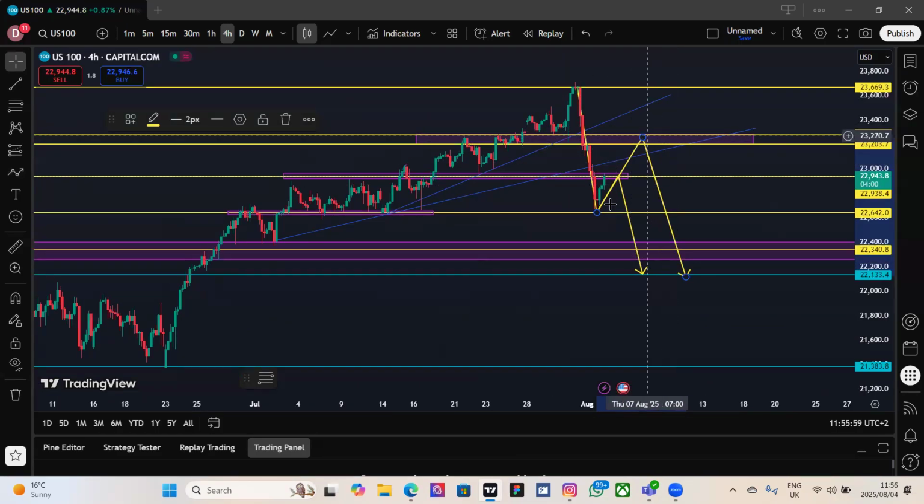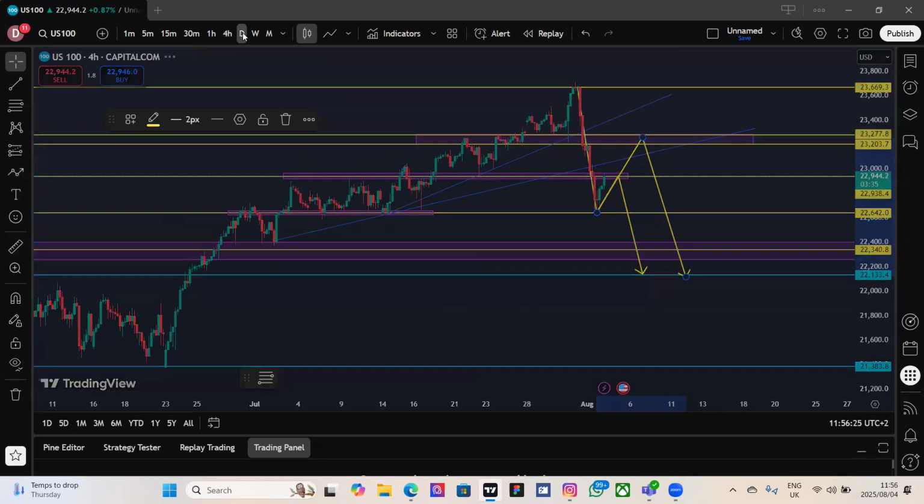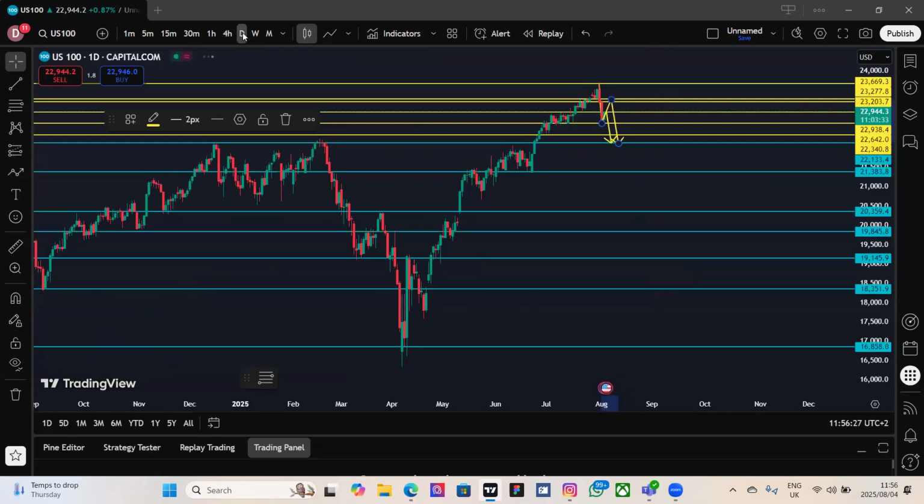So these are two areas where I will be looking out for sell positions, depending on how things play out as we move through the week. But I know very well that once we reach this level, we could see a potential bounce and then a push straight to the upside, around 22,133.